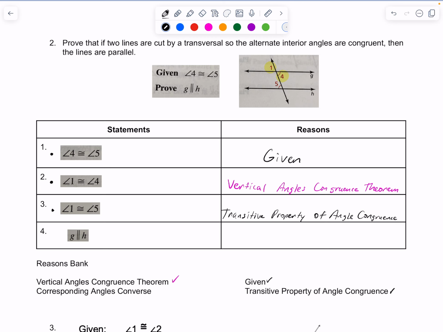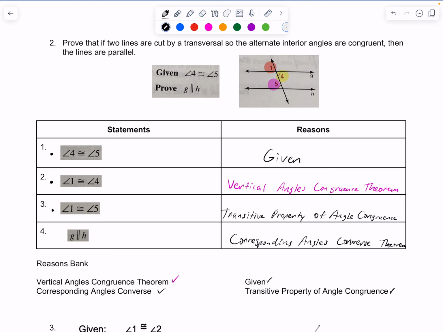And last but not least, if angle 1, I'll highlight again, I'll use pink. If angle 1 and angle 5 are now congruent, like we just mentioned in that previous line, we can use the fact that those are congruent and corresponding to use the corresponding angles converse theorem, which we just talked about above, which allows us to state that if those two angles are congruent, then lines G and H must be parallel. All right, so this is going to be the corresponding angles converse theorem, which proves that they are parallel.